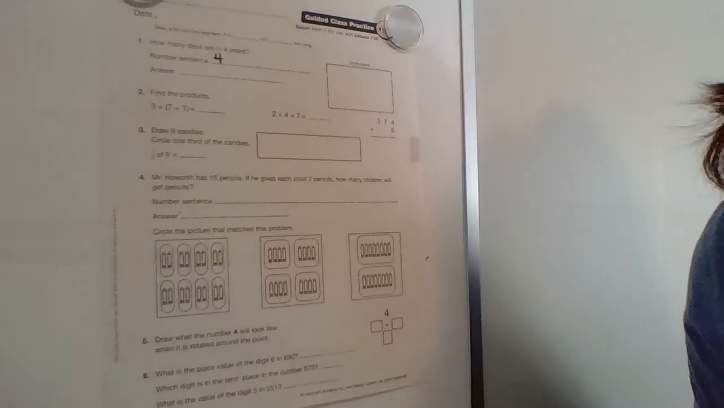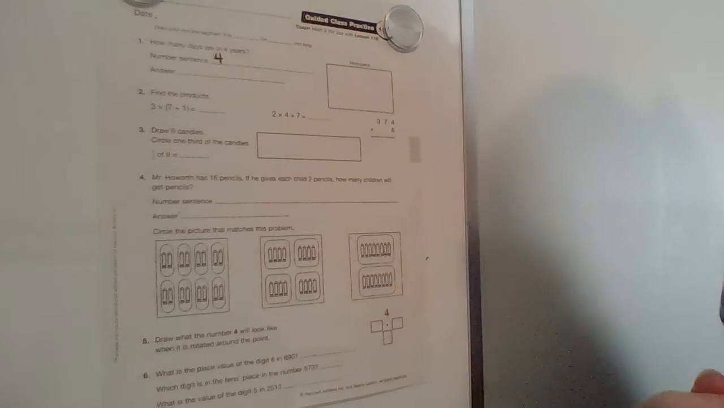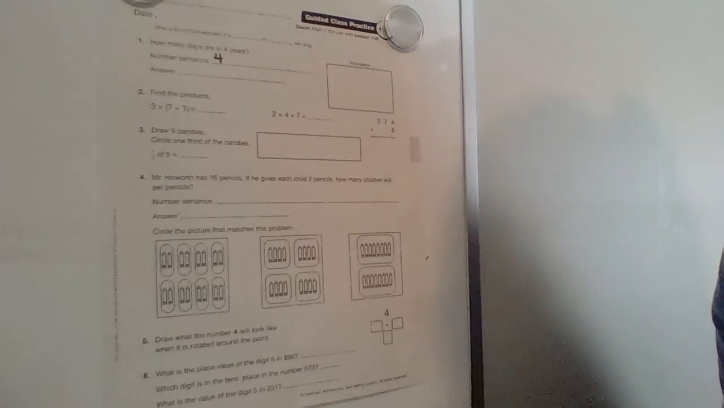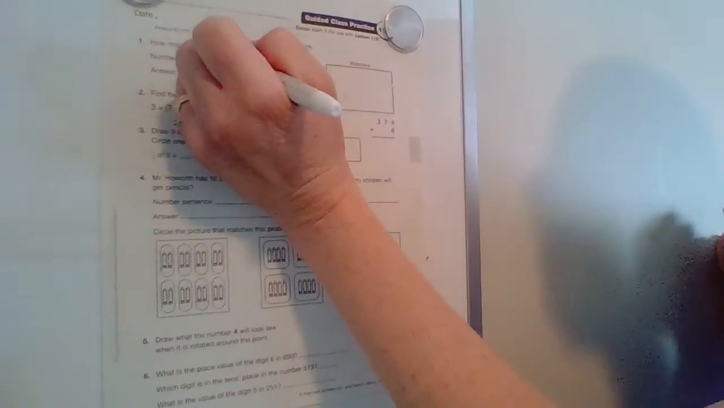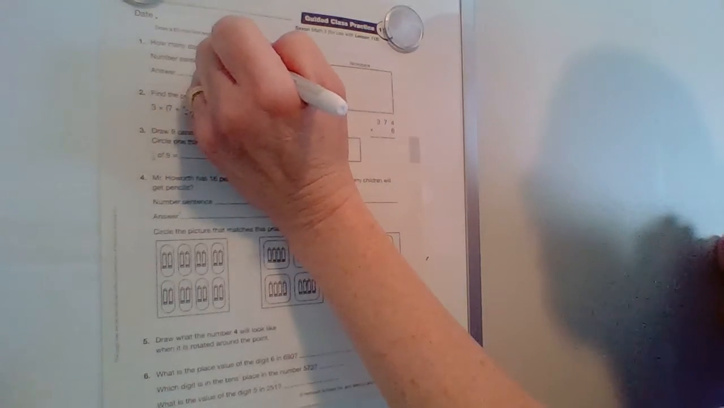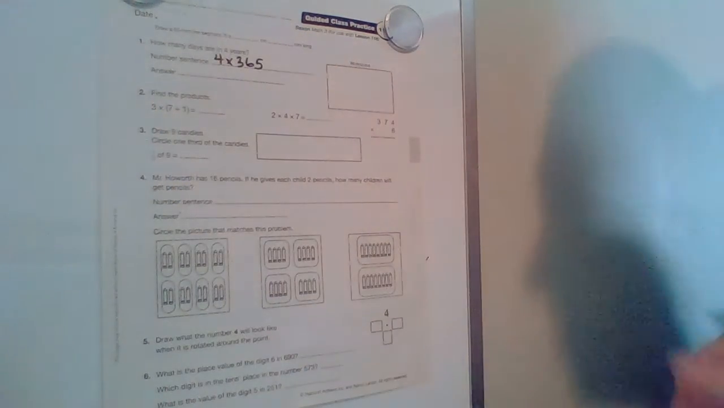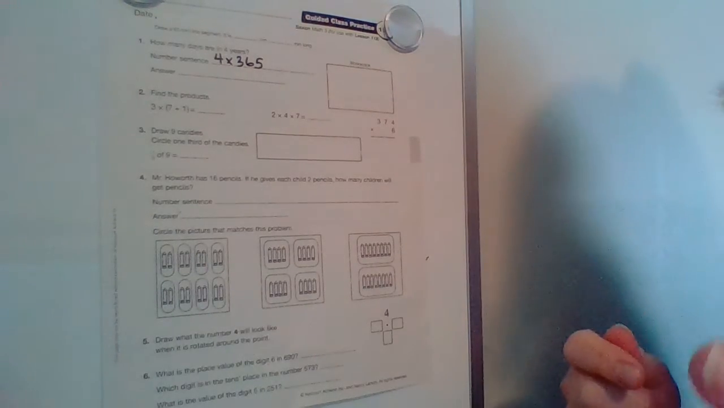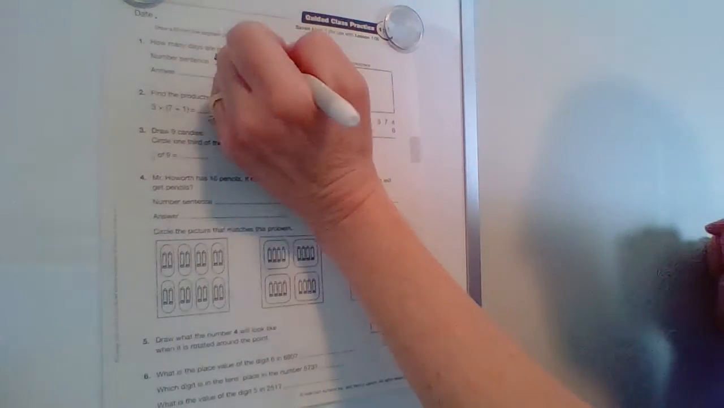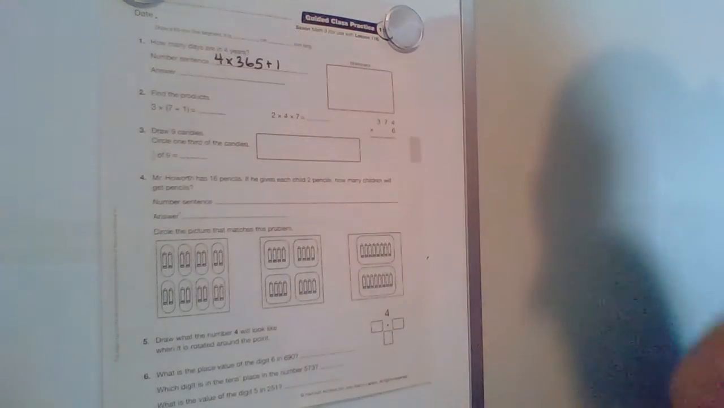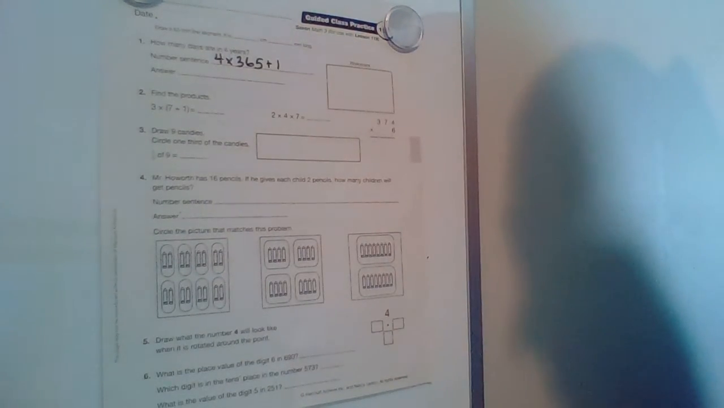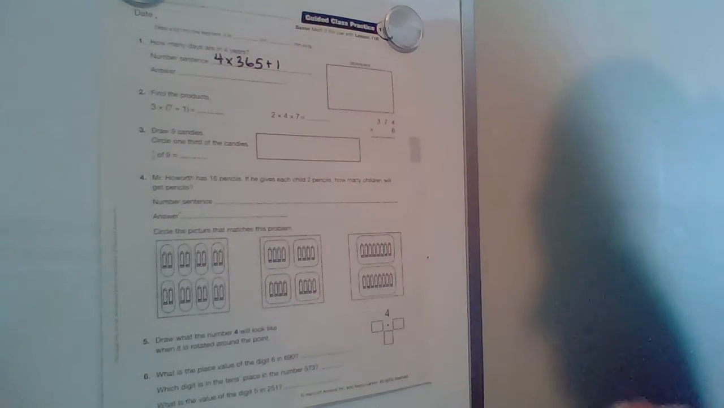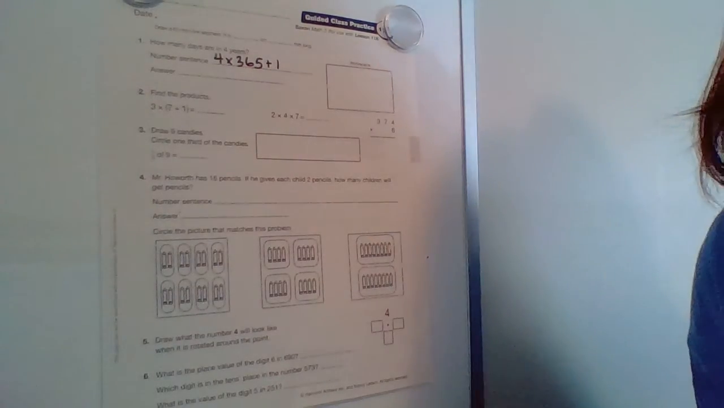So you have 365 days in a normal year, correct? So we put 365. But then you have that leap year and you get that extra day, right? So we're going to put +1 because of that leap year that happens every 4 years. You got to remember that. Now we have to figure out what this answer is.